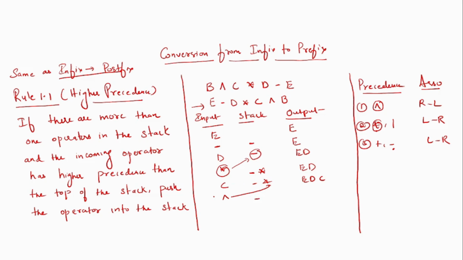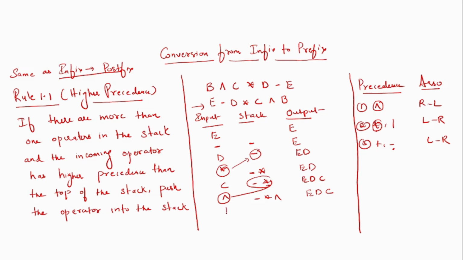That is rule number 1.1, where I'm saying that if there are more than one operators in the stack, here we have two operators in the stack, right? And the incoming operator has higher precedence, where exponential has higher precedence than the top of the stack, that is multiplication. Then what we should do? Push the operator into the stack. Which operator? Exponential. We push it into the stack here, right? Push it into the stack, and I say e d c. E d c. Now we have seen e minus d star c and exponential.